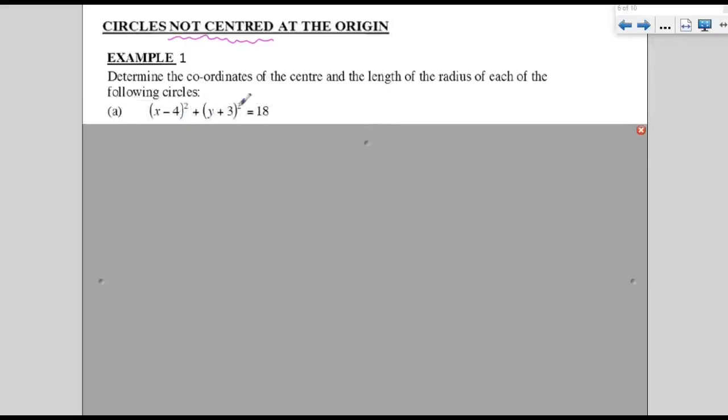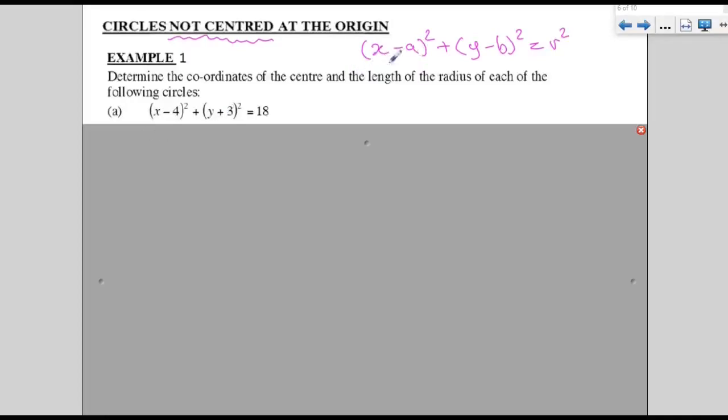Alright, so they gave you the equation. They want us to find the center. Now remember, earlier on we said that this is a general form of a circle. Oh, by the way, both these formulas appear on your formula sheet. Now, just some technical maths.